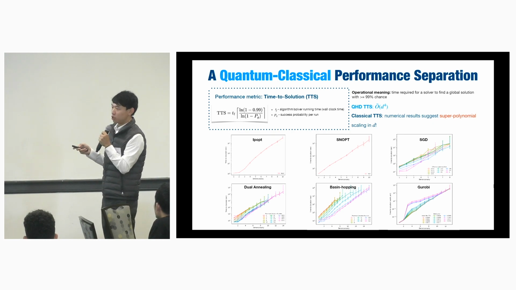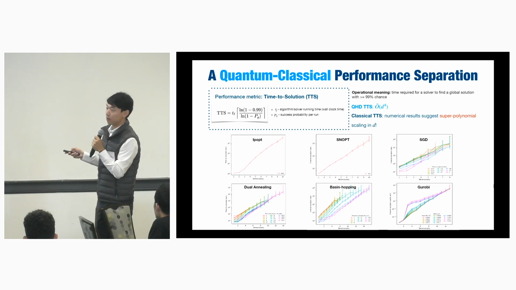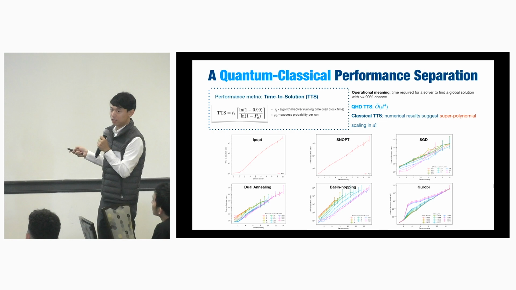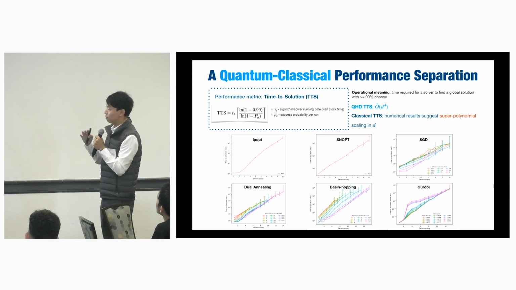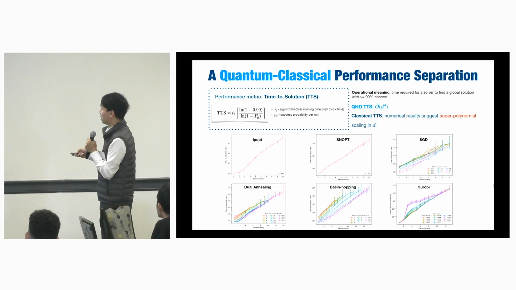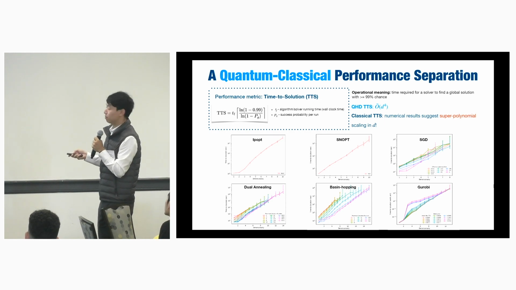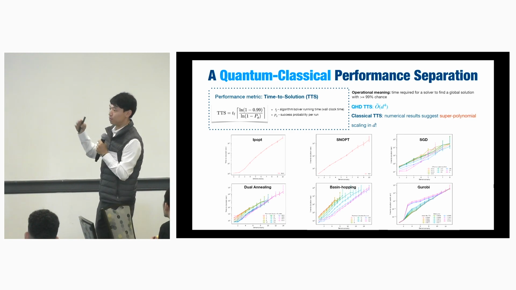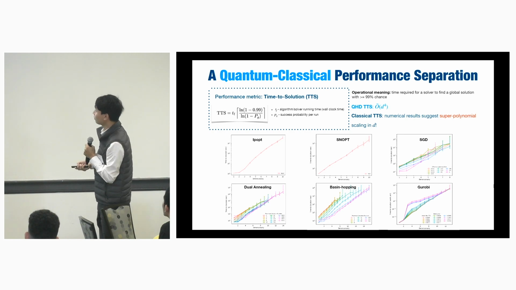And our experiment shows that all the classical optimizers that we tested, ranging from interpolation methods, to first order methods such as stochastic gradient descent, and also some annealing-based algorithms such as dual annealing and Bayesian hopping, those are variants of simulated annealing, and also this global search based on the Gurobi branch and bound kind of strategy, all the classical optimizers give us some sort of exponential scaling in terms of the TTS, which is considered to be a large performance separation between quantum and classical.